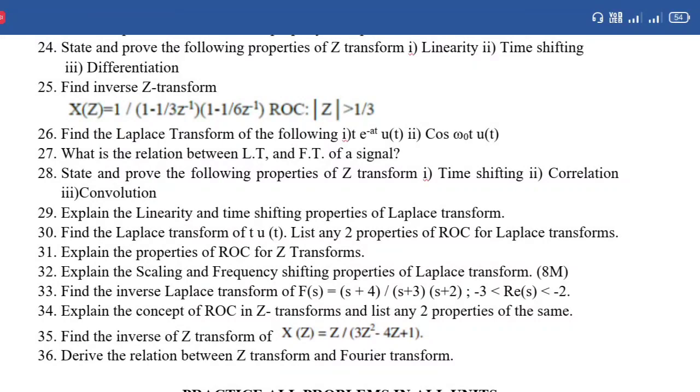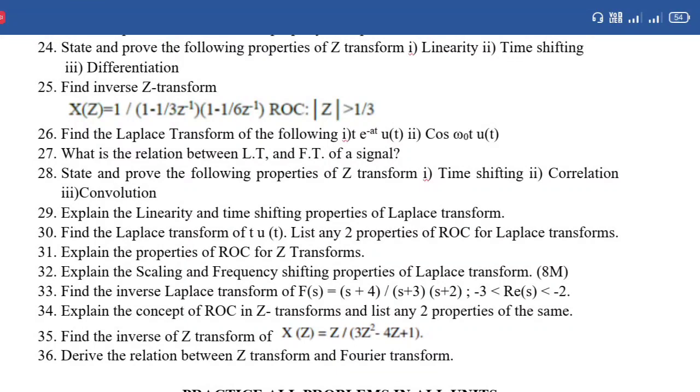Explain the scaling and frequency shifting properties of the Laplace transform. Find the inverse Laplace transform of X of s equal to s plus 4 by s plus 3 into s plus 2, with minus 3 less than real part of s less than minus 2.